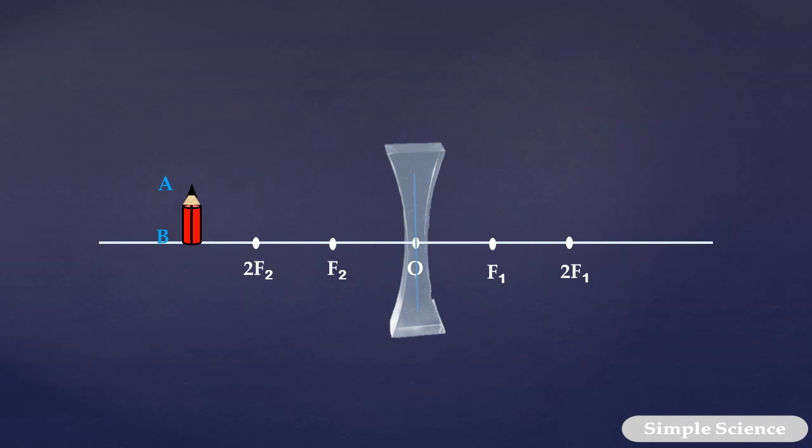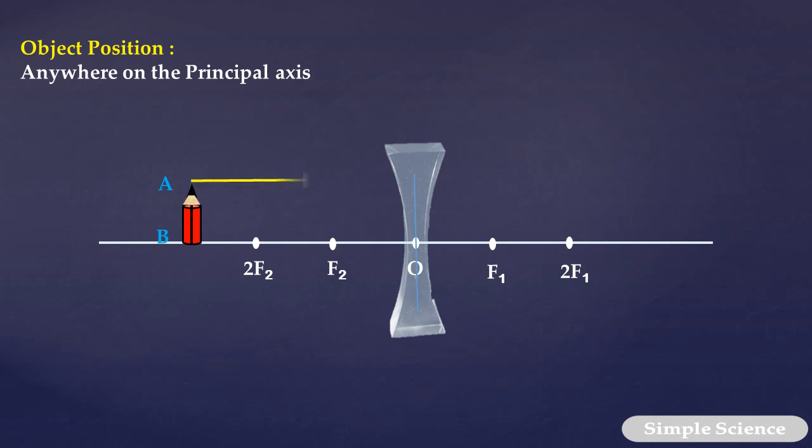Okay, second case. Second case, when the object is placed anywhere on the principal axis, and this is the only case, wherever you place the object, whether you place it beyond 2f2 or at 2f2 or between f2 and 2f2, anywhere you place the object, the image will be between focus and the lens only. Let us check how. Suppose I am taking the object beyond 2f2, so a ray of light parallel to the principal axis after refraction through the lens diverges and it will appear to pass through focus F2.